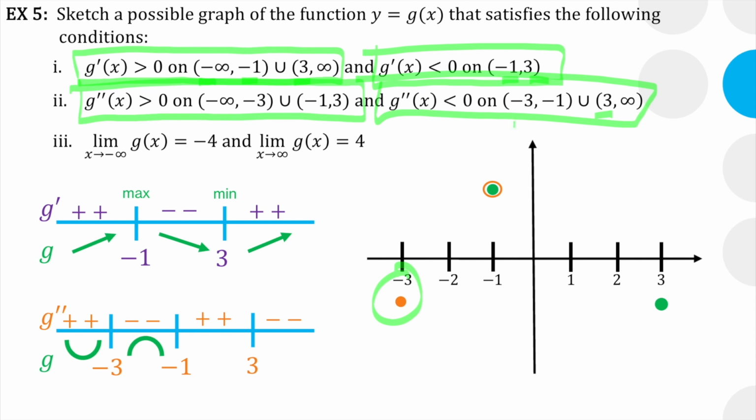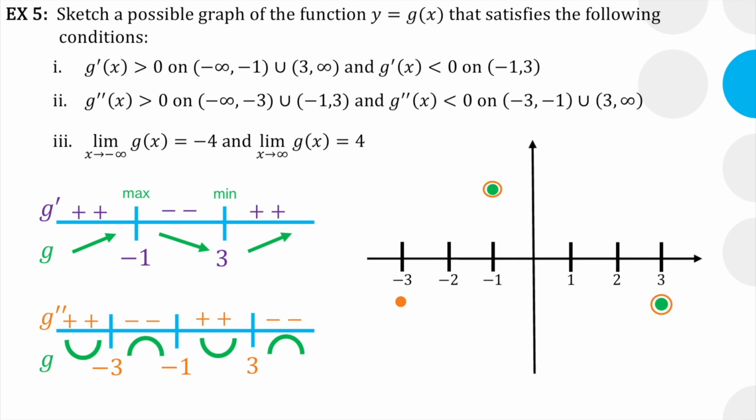That's interesting. The inflection point is the same as our maximum. I wonder what that'll look like. Okay, then we're concave up until 3, same as our minimum, and then concave down. This might be a little bit tricky to graph, but shall we try it?